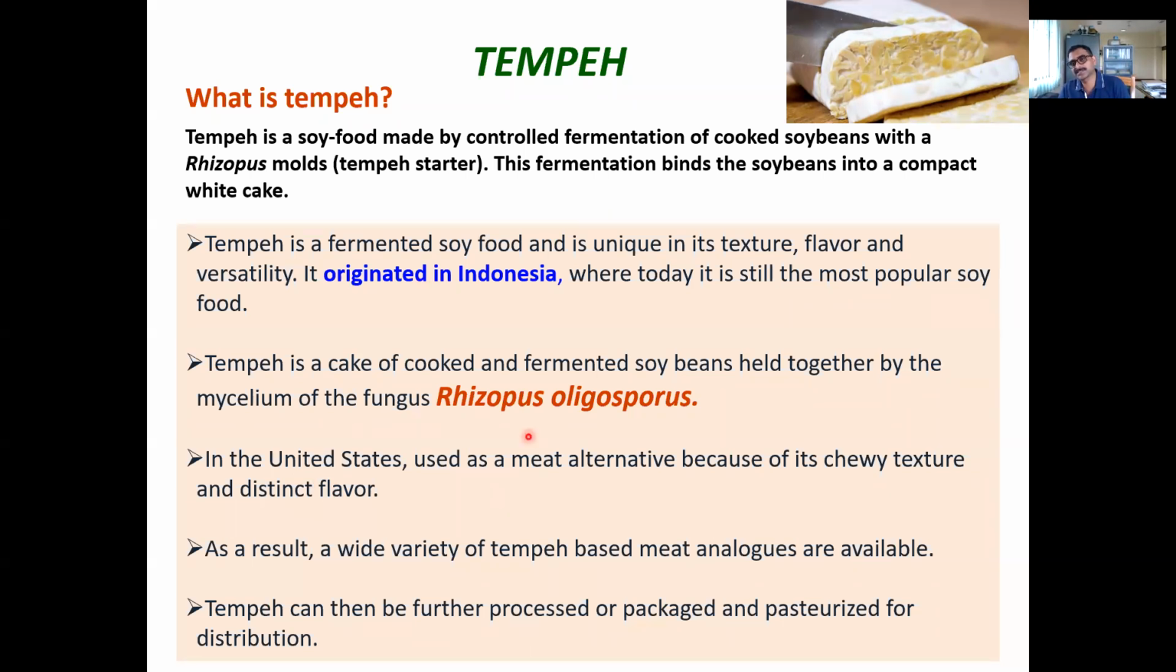Because the texture of this is similar to non-vegetarian foods. In the United States, it is used as a meat alternative because of its chewy texture, and it has a distinct flavor also. As a result, a wide variety of tempeh-based meat analogs are available in the United States. Tempeh can be further processed and pasteurized for distribution.